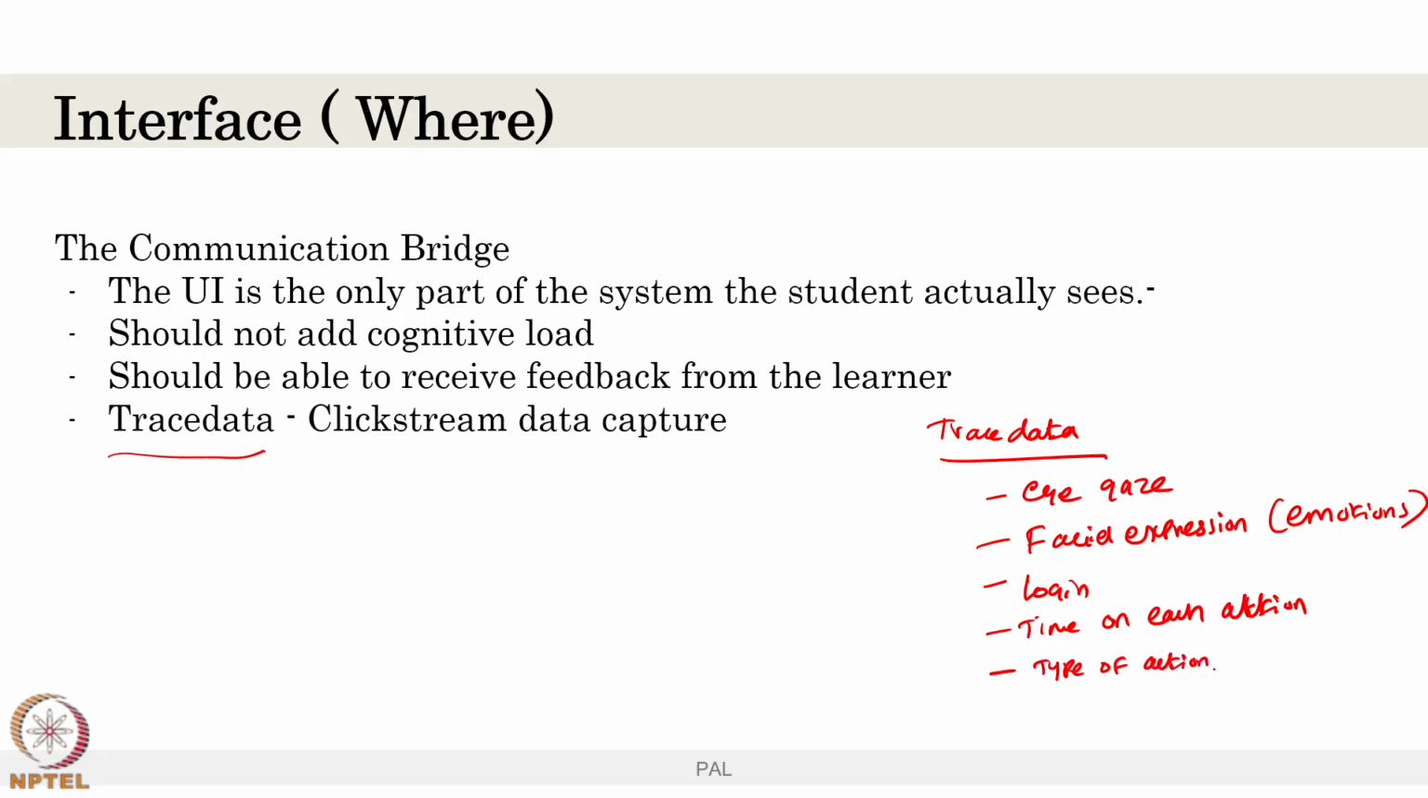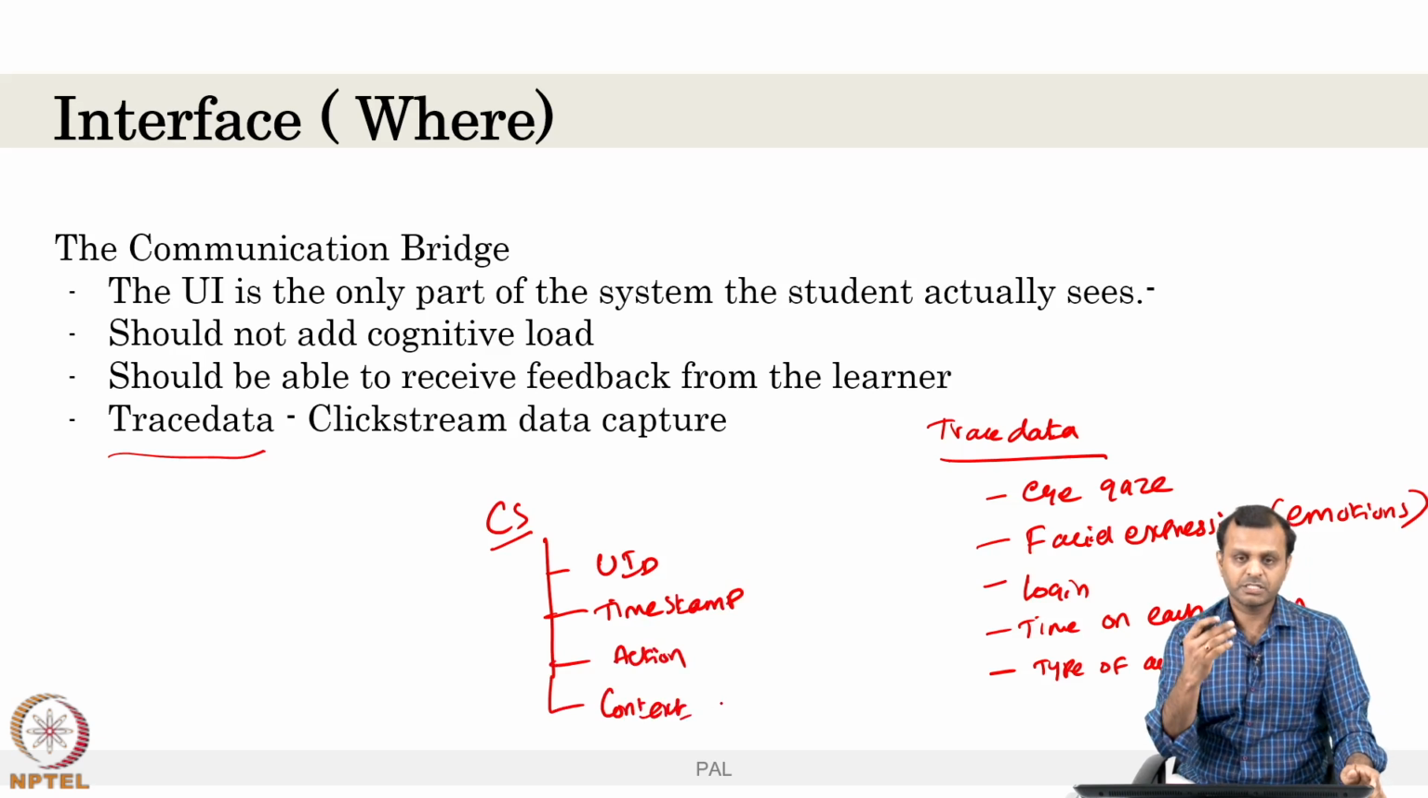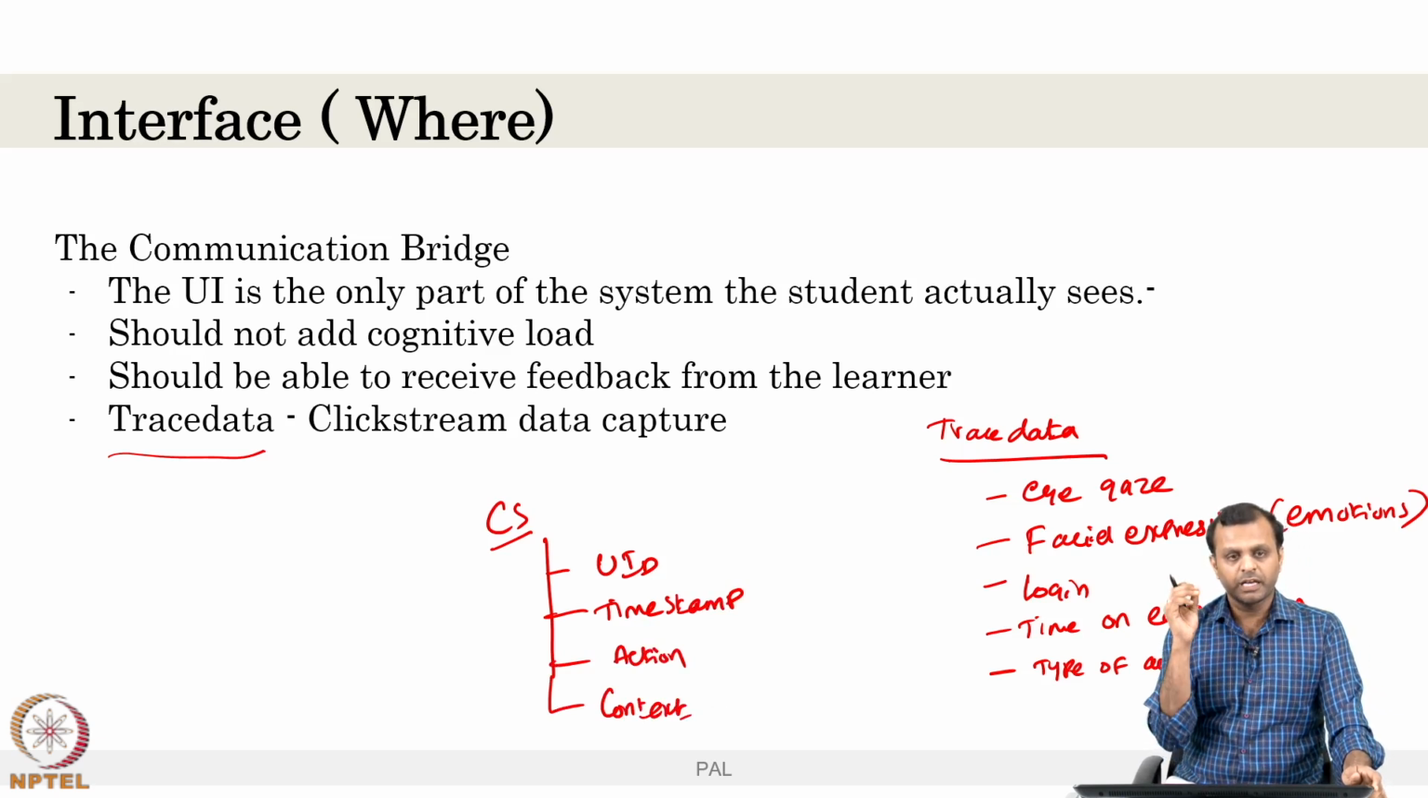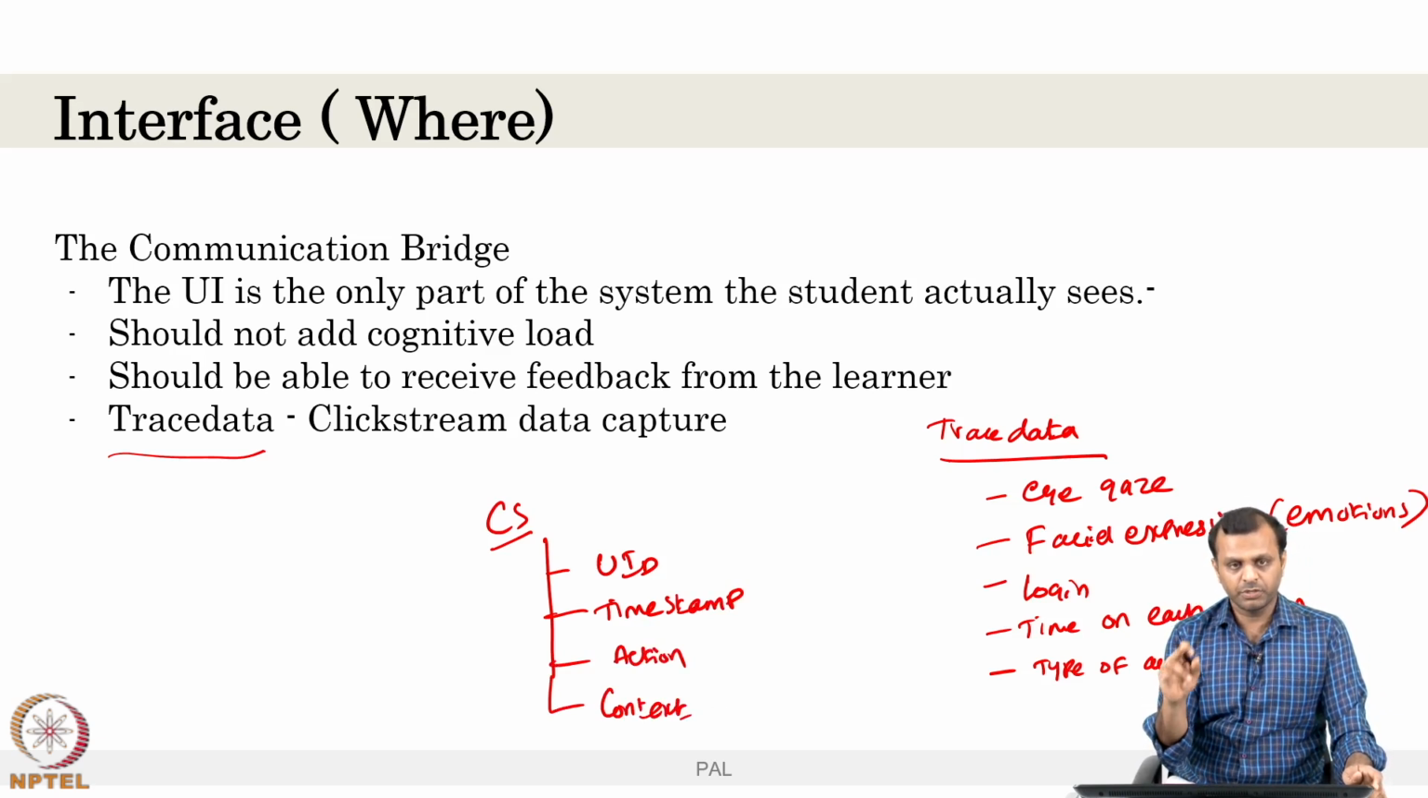Now we store this data in a particular format for clickstream. For clickstream, we have a user ID, timestamp, action, and context. We collect data in this particular format. For every click a learner does, we store it. The timestamp can be a unique timestamp or any other timestamp.